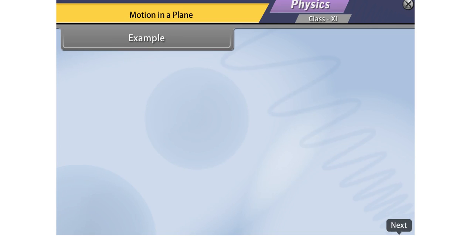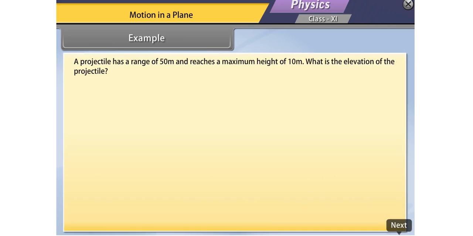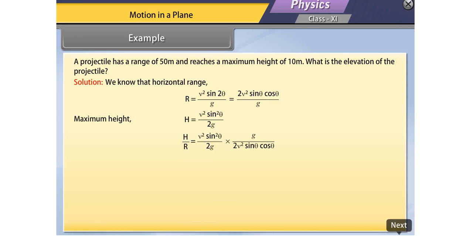Example. Let's take an example of projectile motion. A projectile has a range of 50 meters and reaches a maximum height of 10 meters. What is the elevation of the projectile? Let's see the solution. We know that horizontal range is equal to v squared times sine 2 theta divided by g. We derive the relation between height and range as h upon r equals 1 by 4 tan theta. On calculating this equation, we get the value of theta equal to 38.66 degrees.